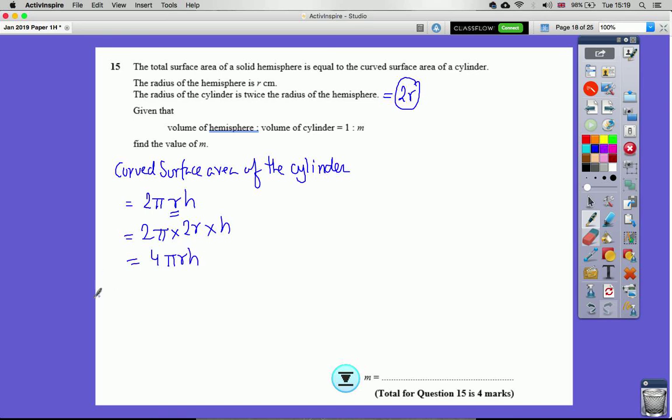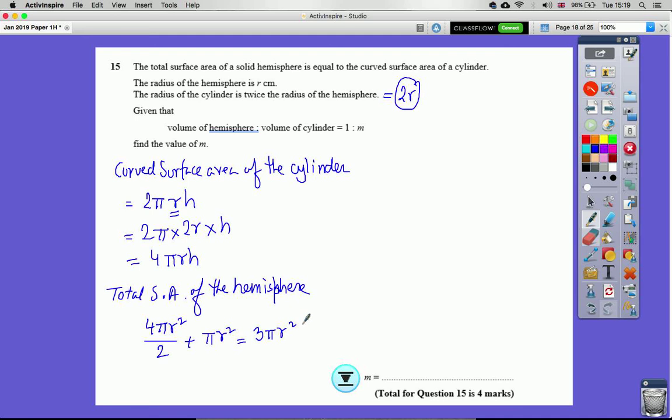As for the total surface area of the hemisphere, it is 4 pi r squared divided by 2, which is the curved surface area of the hemisphere, plus pi r squared, which is the flat surface of the hemisphere, and that will give me 3 pi r squared. Now if these two are equal, we can find out the value of h in terms of r. So we can write down 4 pi r h is 3 pi r squared.